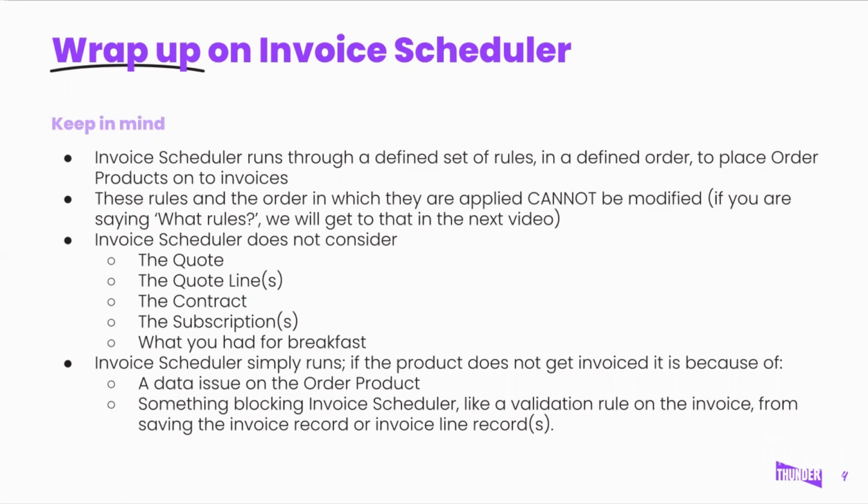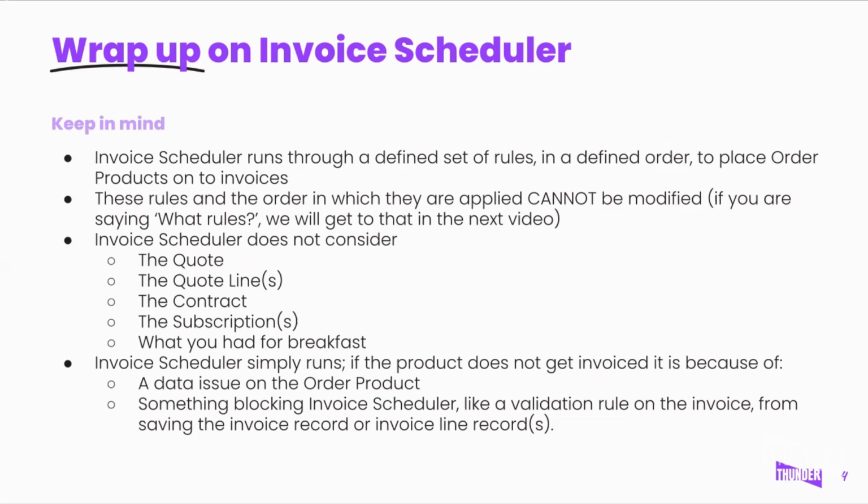Another thing to keep in mind, as I've said before, when Invoice Scheduler runs, it looks primarily at order products and a little bit at orders, and it does not consider the following objects: the quote lines, contract, subscriptions on that contract, or even what you had for breakfast. So you need to know what Invoice Scheduler looks at, and it looks only at orders and order products, none of these other CPQ or billing objects.